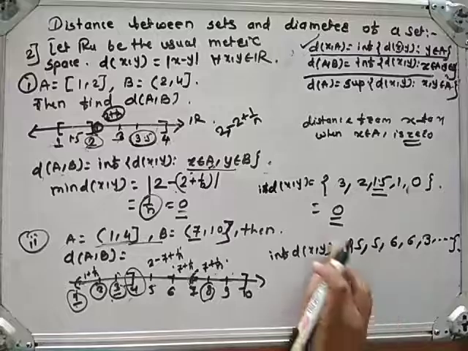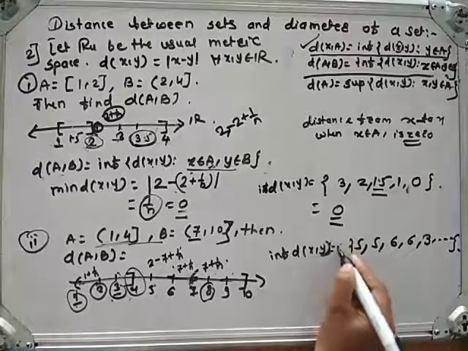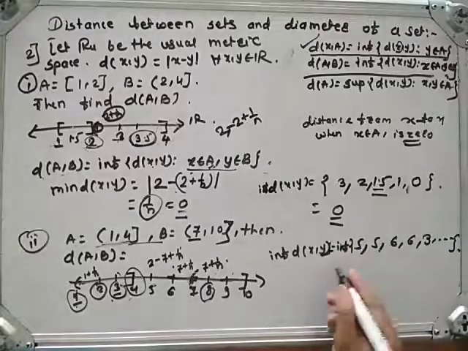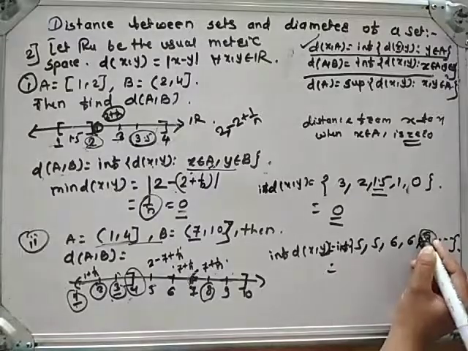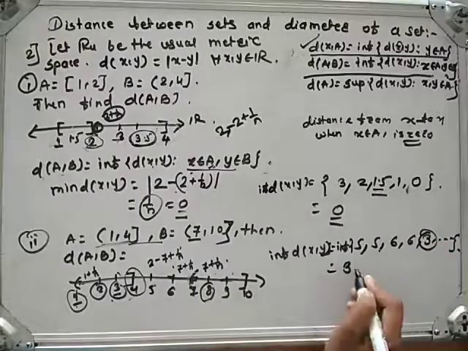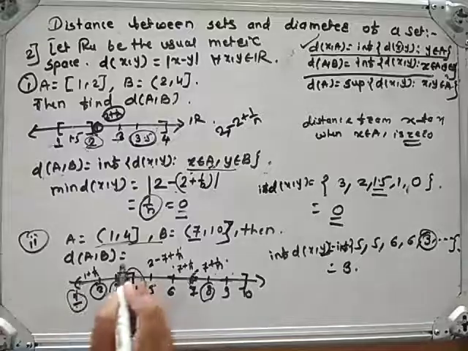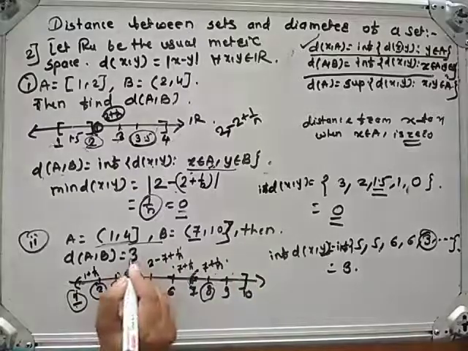But we have to choose the infimum among these. So what is the infimum? Obviously it is 3. Therefore the distance from A to B is 3.